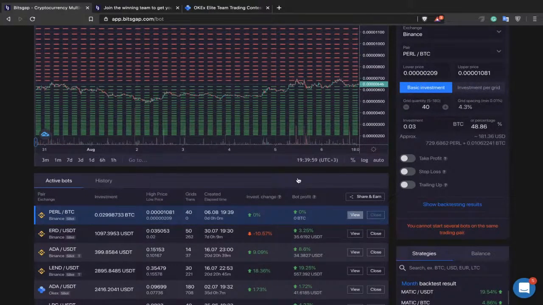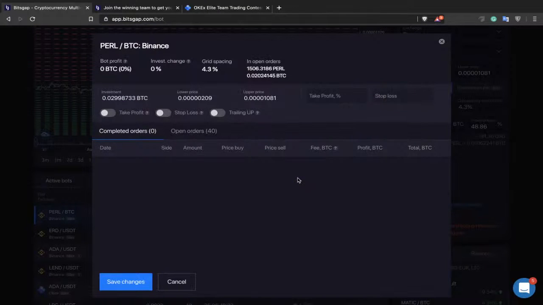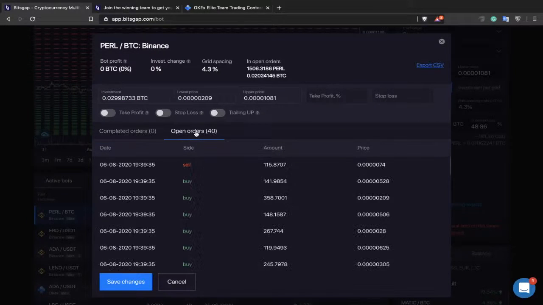view, I can find more information about all of the current open orders, the allocation amount and the price at which it will sell and buy.